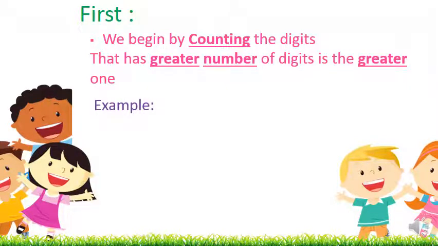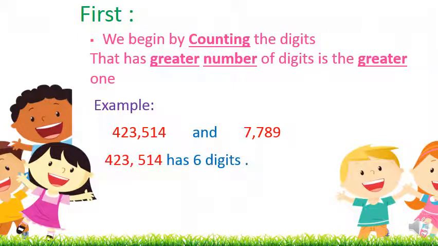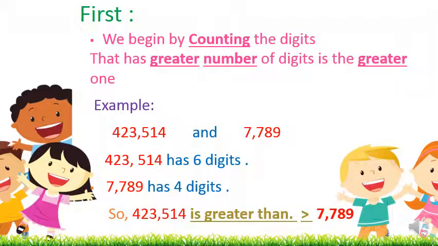Let's take an example. Take these two numbers. First, we have to count the digits. The first number, 423,514, has 6 digits. The other number has 4 digits. So which one is greater? 423,514 is greater than 7,789 because it has more digits.